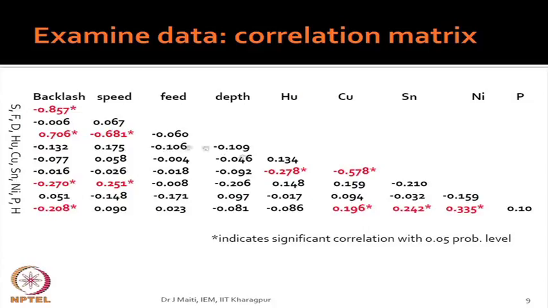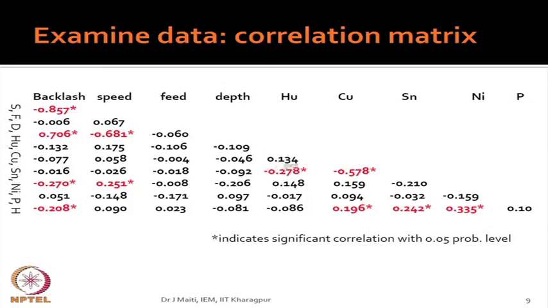Okay. From the correlation matrix, another important aspect you find is that the independent variables are also not perfectly independent, because there are some correlations between the independent variables which are also significant. For example, speed versus depth of cut has a negative significant correlation. Similarly, speed versus nickel has a positive significant correlation.